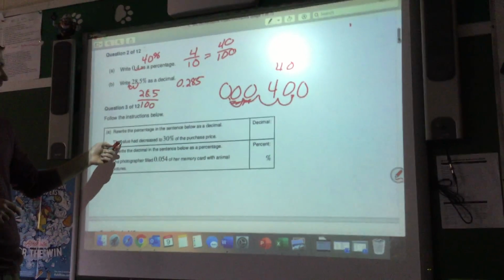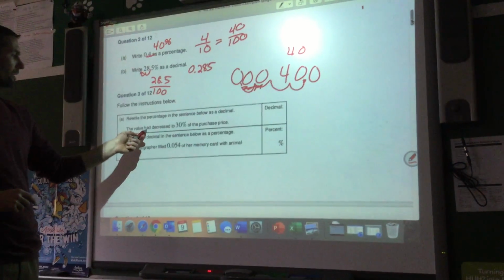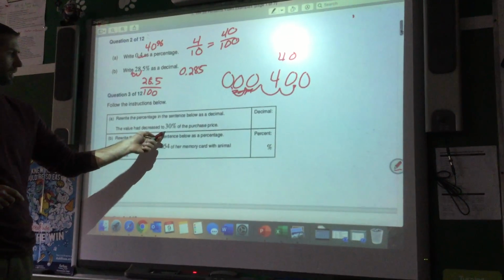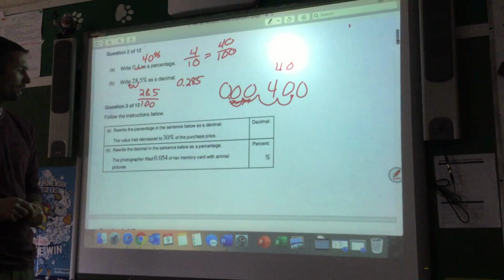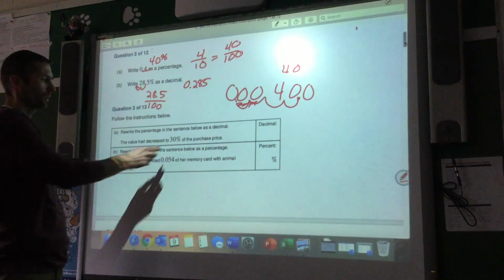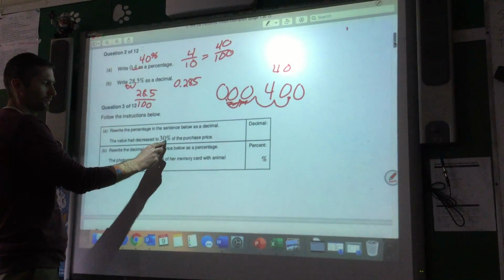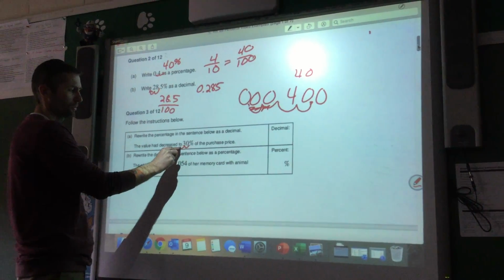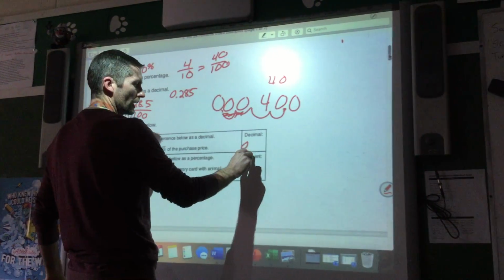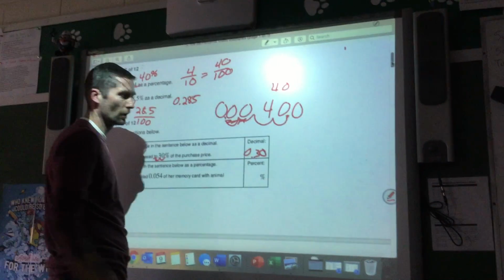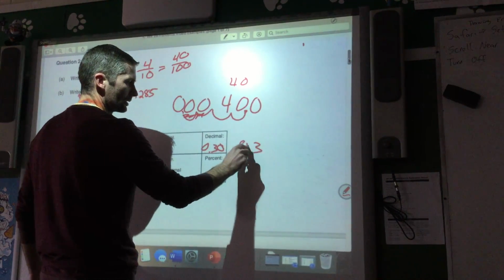Rewrite the percentage in the sentence below as a decimal. The value has decreased to 30% of the purchase price. 30%, 30 per 100. So I'm going to move the decimal 2 spots this way. 30 hundredths. You could also write it as 3/10. Same thing.